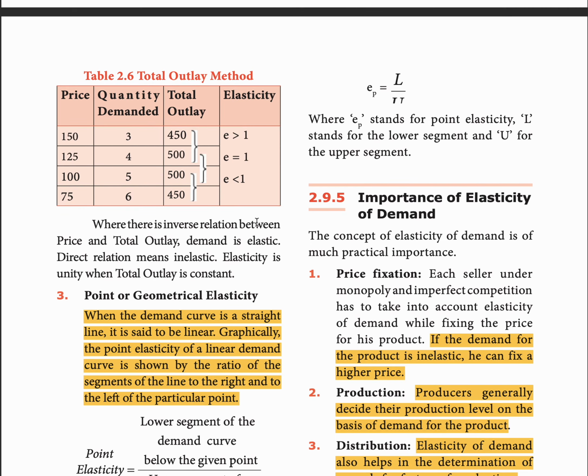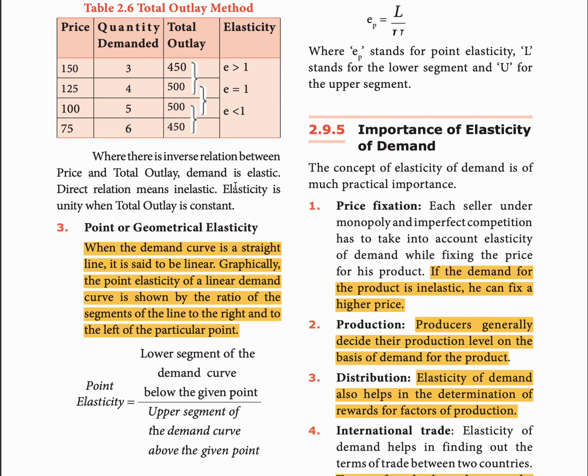When there is an inverse relation between price and total outlay, demand is elastic. Direct relation means inelastic. Elasticity is unity when total outlay is constant. For example, price is 150, quantity demanded is 3, total outlay is 450. Now if the total outlay becomes 500, since total outlay is increasing, elasticity is greater than 1. Here total outlay is constant, elasticity is equal to 1. Total outlay decreasing, elasticity is less than 1.